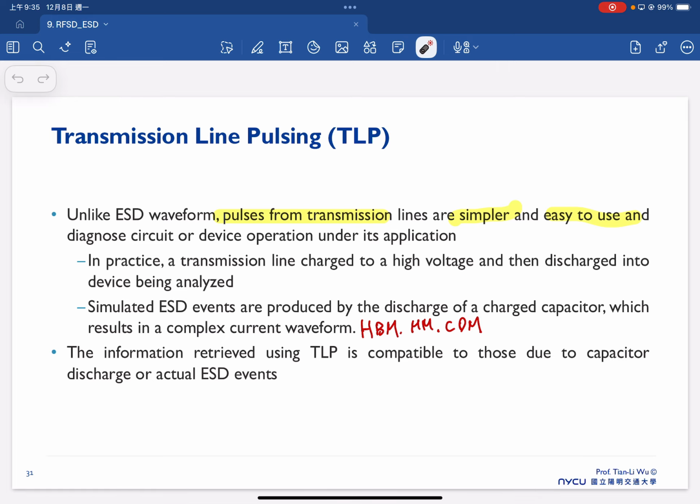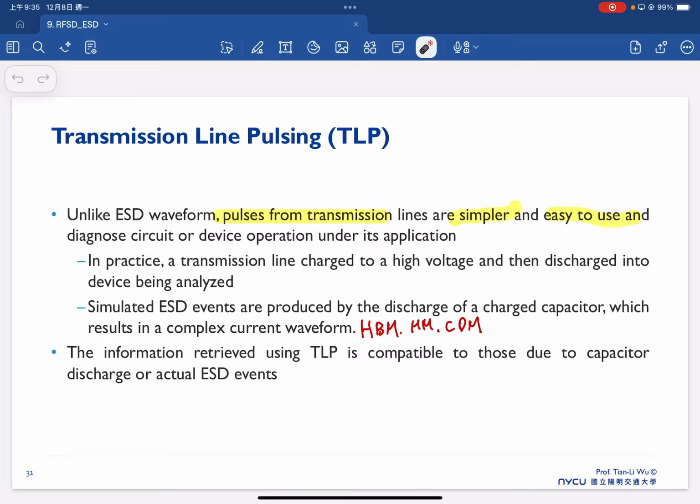Okay, so last week we have already discussed the several testing standards for the ESD, including the HBM, MM, and CDM, and we also talked about how we can use transmission line pulsing. That's what we call the TLP, which is a very useful way.